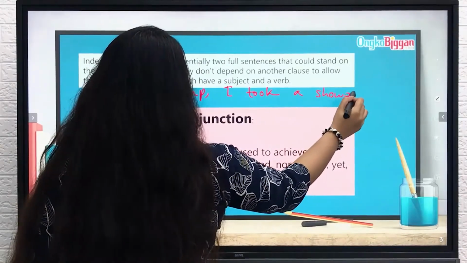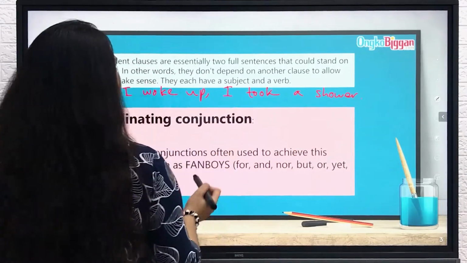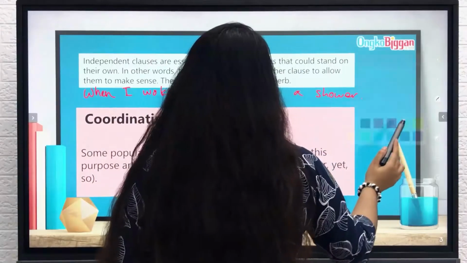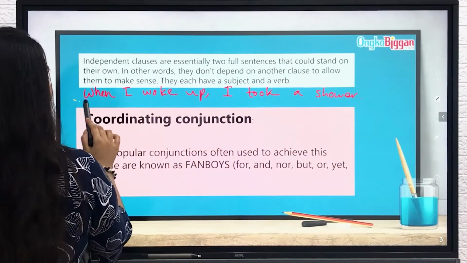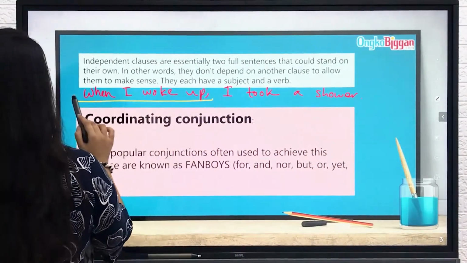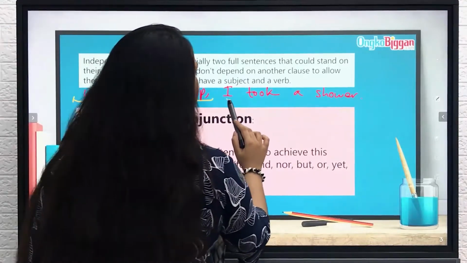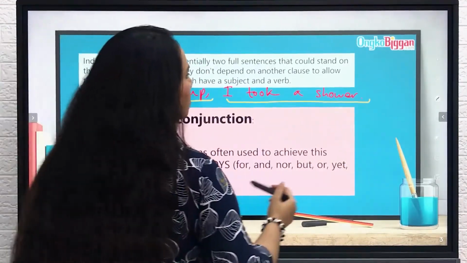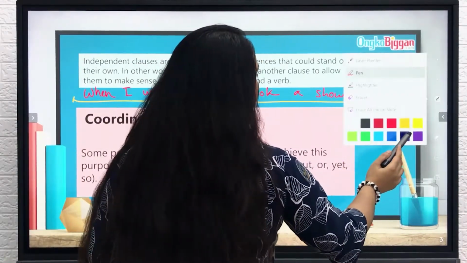In this sentence, I have two different clauses. Can you say what these different clauses are? One clause is "when I woke up," and another clause is "I took a shower." Now I need to know what these types of clauses are.